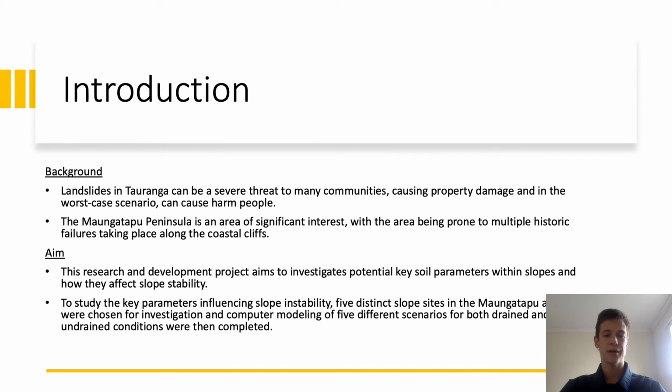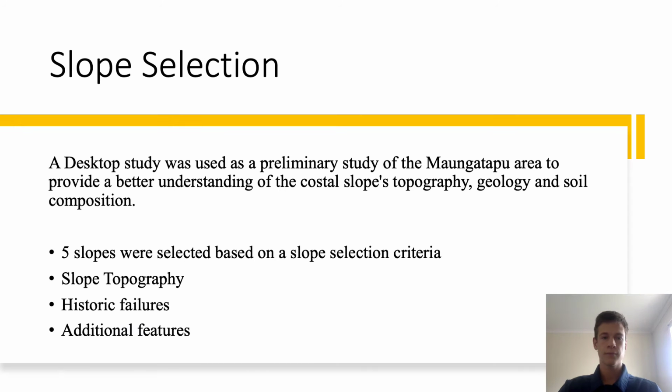To study the key parameters influencing the slope's instability, 5 distinct slope sites in the Maungatapu area were chosen for investigation and computer modeling of 5 different scenarios for both drained and undrained conditions were then completed. A desktop study was used as the preliminary study of the Maungatapu area to provide a better understanding of the coastal slopes topography, geology, and soil composition. From this study, 5 slopes were selected based on the following selection criteria.